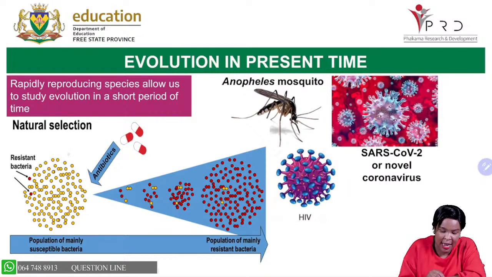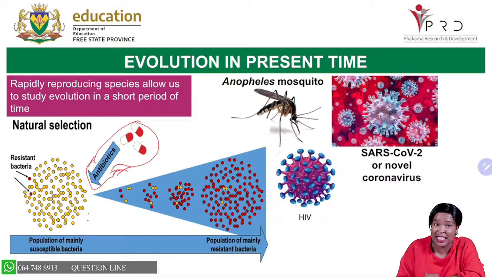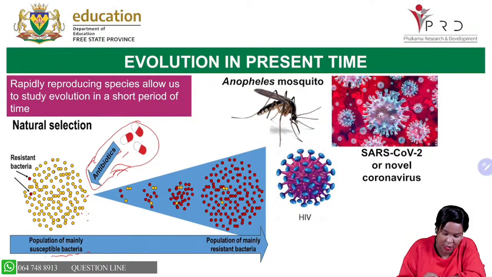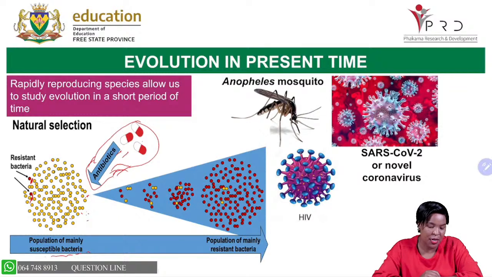So here, let us take a look at this diagram as an example. You see that there are antibiotics. Antibiotics are used to kill pathogenic bacteria. Then you have a population of mainly susceptible bacteria. Now look at this. These bacteria are going to be killed by this antibiotic. But within these bacteria, you see the two red dots there. That is the resistant bacteria, meaning these bacteria will not be killed by this particular antibiotic.